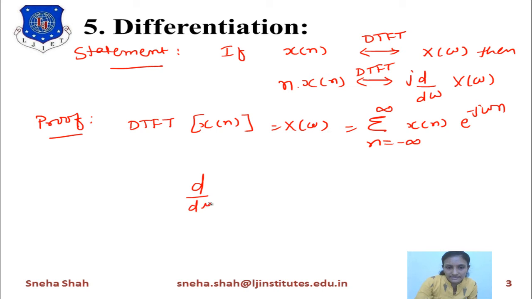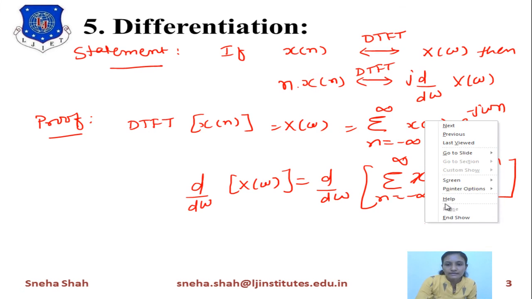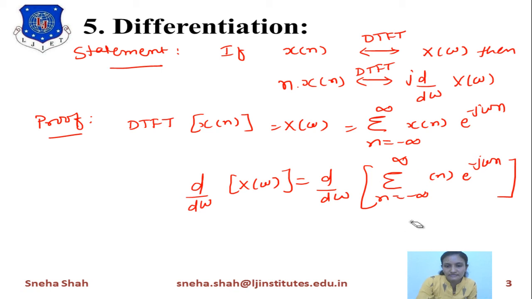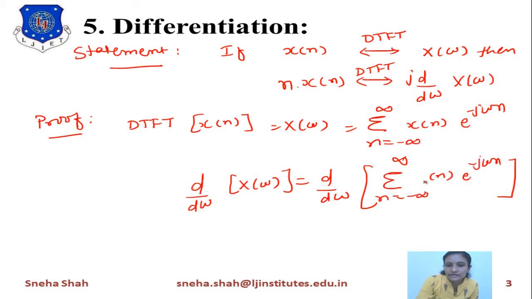So the term will look like this: d by d omega X of omega is equal to, we will also take this part with differentiation, d by d omega summation n equals minus infinity to infinity x of n e raised to minus j omega n. Now over here the rule applies that when there are two operations, summation and differentiation, or integration and differentiation, or integration and summation, we can rearrange these two terms. Means differentiation is the first part, so we will take differentiation afterwards and put the summation part first.